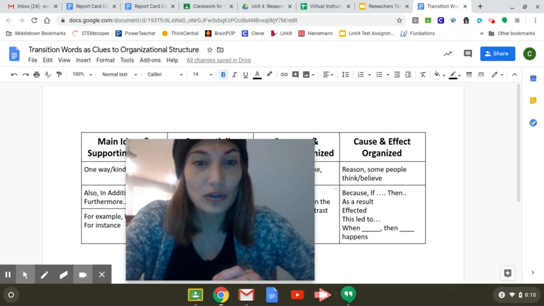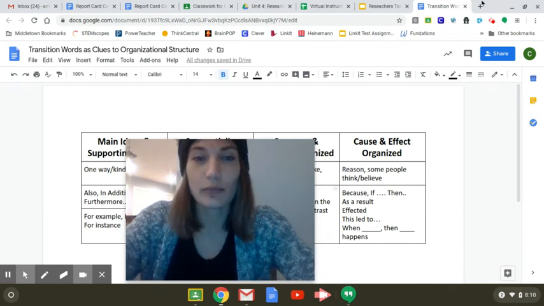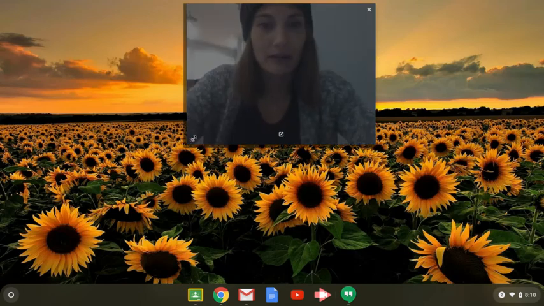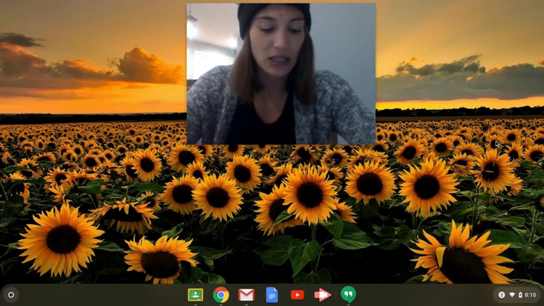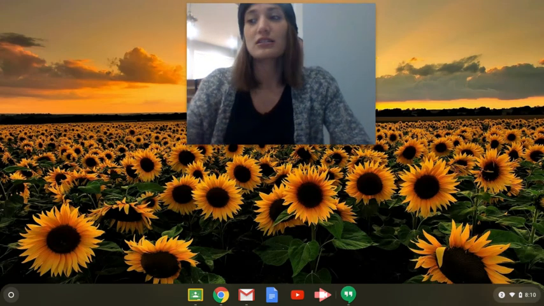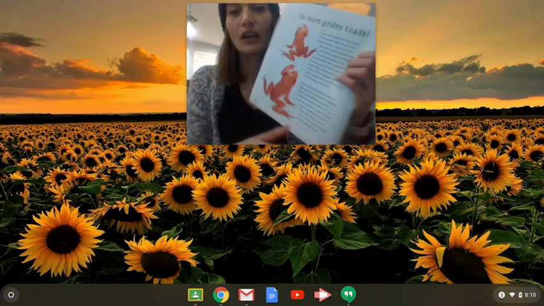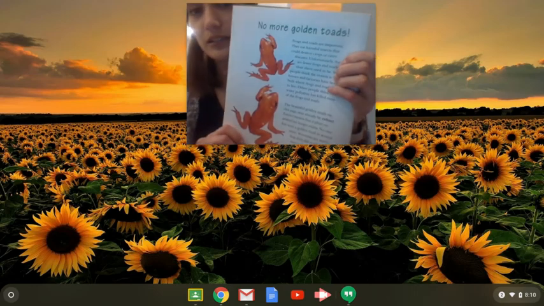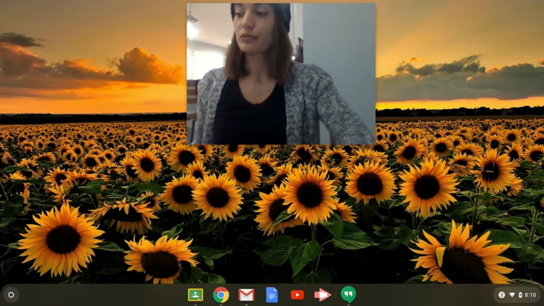Okay, so let's do this work together. Let's look at one of the examples I have. Remember, I'm studying frogs and toads. So I'm going to read a passage and let's look for what type of text structure it is, what makes us think it, and then try and take our notes in that way. So I'm going to read this passage called No More Golden Toads.